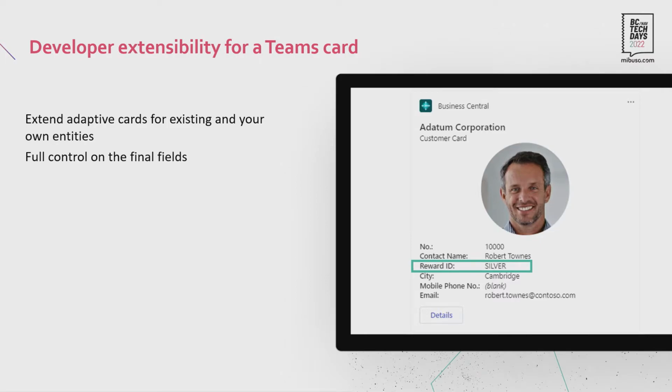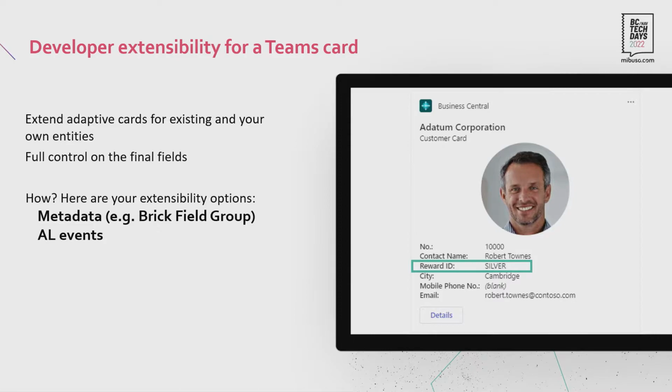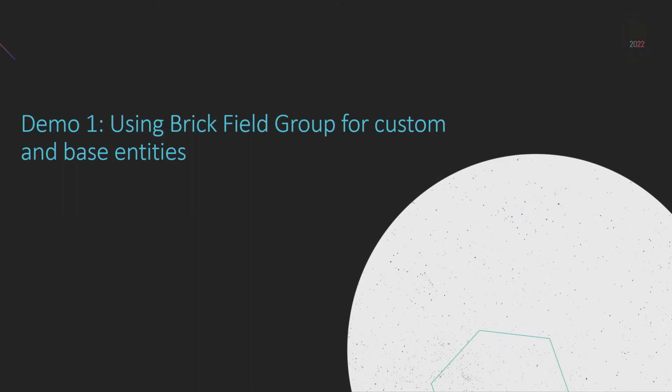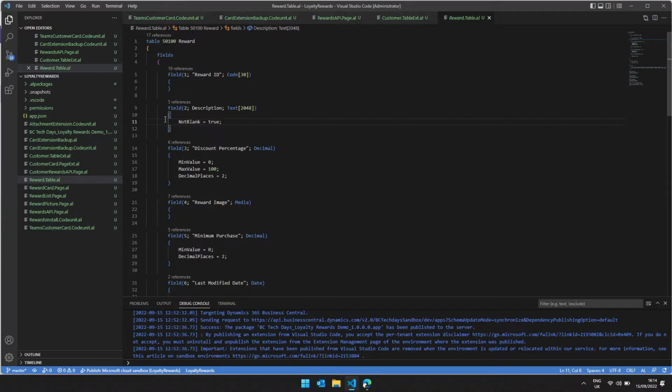You, as an AL developer, can extend adaptive cards for both existing entities, but also your custom entities. You, as an AL developer, have full control over the final fields that will be shown on a Teams card. How can you do that? You can do that by having two options. First option is using brick field metadata group, and second option is using AL events. Let's just switch to the first option's demo. How are we going to use brick field group for custom and base entities? So I'm going to switch the screen.